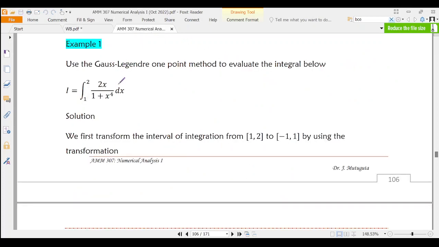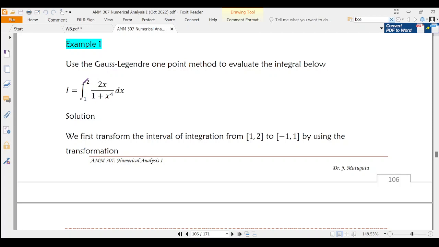We can do an example on the use of the Gauss-Legendre methods. We can do a one-point method. You are given a problem. You are told to use the Gauss-Legendre one-point method to evaluate the integral I, which is given as the integral from 1 to 2 of 2x divided by 1 plus x raised to power 4.